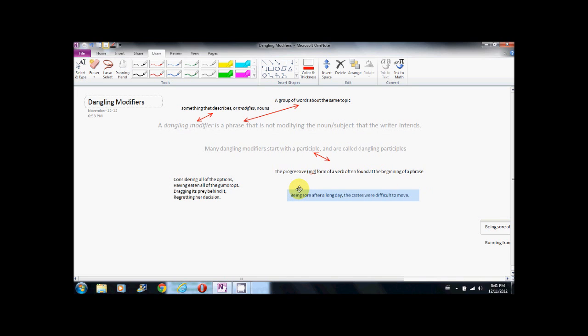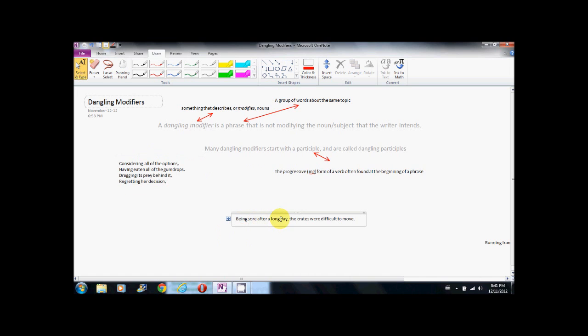So let's take a look at some examples of what a dangling modifier actually looks like. So here we have one right here. So being sore after a long day, the crates were difficult to move. So we have the ing form of a verb, so we have the participle. We have a group of words that are about the same topic, so we know it's a phrase, right? Being sore after a long day. The problem comes from the fact that what is being described here or modified isn't really in the sentence. So being sore after a long day, the crates were difficult to move. The crates themselves aren't the thing that is sore.